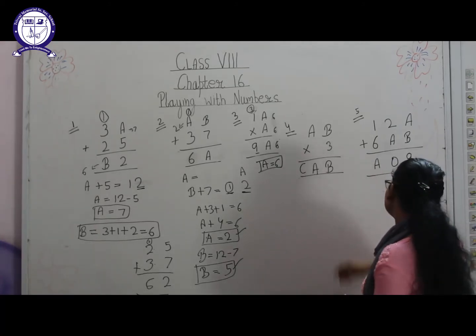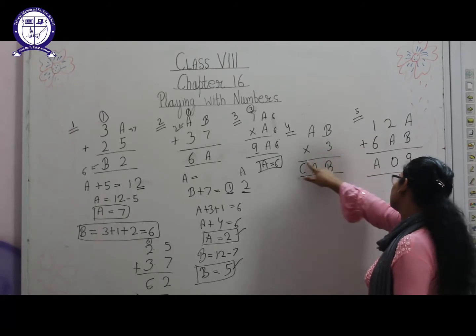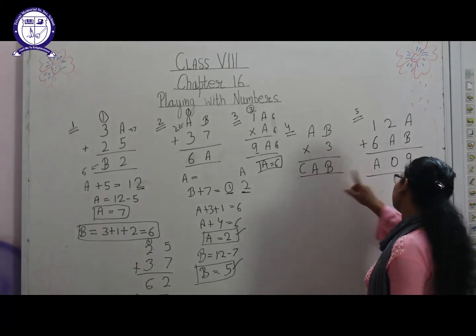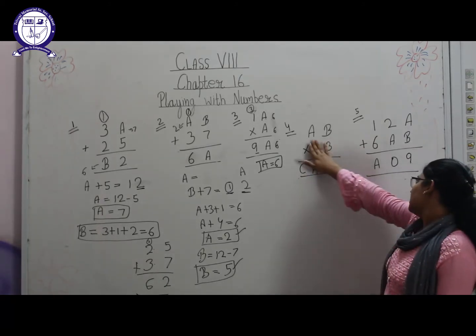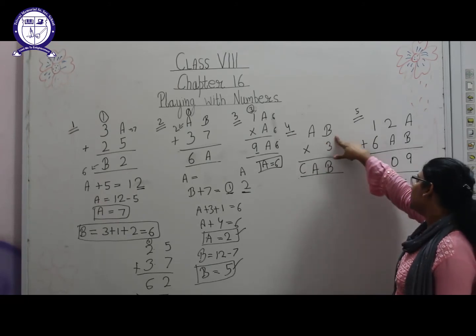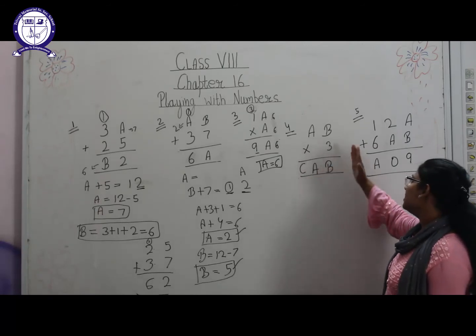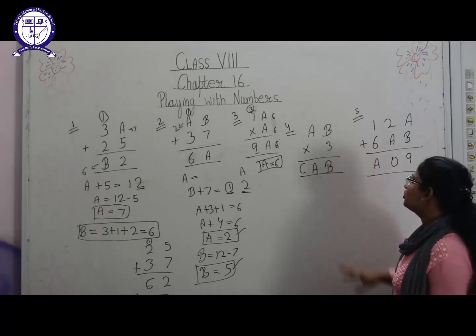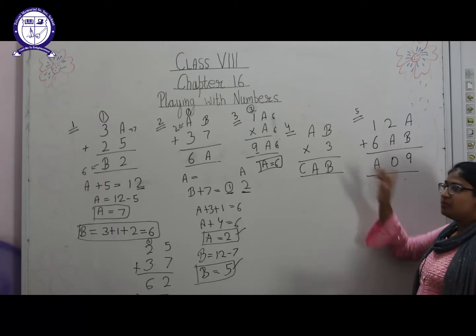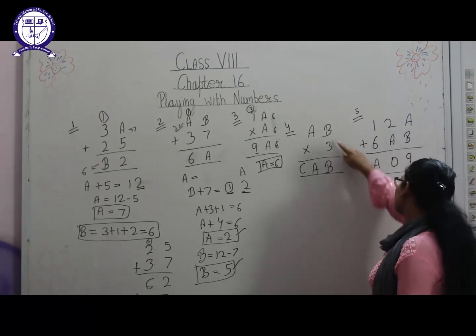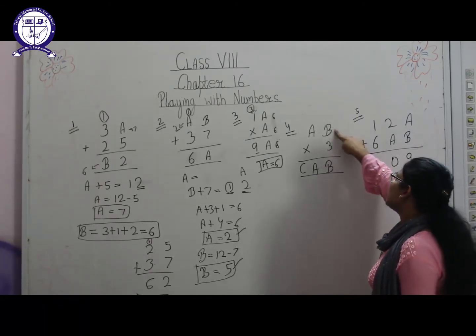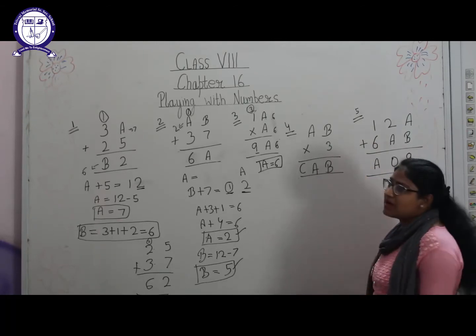Now the fourth one is AB into 3 should be equal to CAB. Okay, here A and A are the same, B and B are the same. Here the value of C can be different. Okay, and we have to multiply AB into 3 to get the values C, A and B here. Okay, now what should we multiply with B so that we get the same answer?